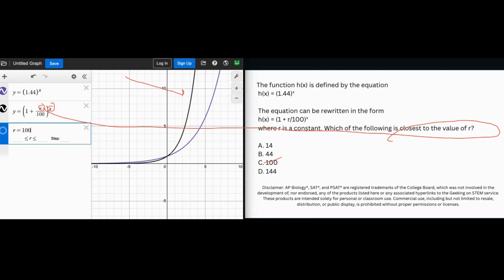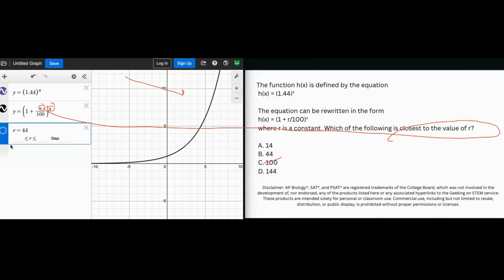So I'm going to try 44 here. So replace that 100 with 44. And if I go ahead and do it, you can see, let's see, 43 here. So you can see it's slightly merging out. But if I do 44, it superimposes on top of each other. So that is the correct answer. And that's how we get answer choice B, or 44.